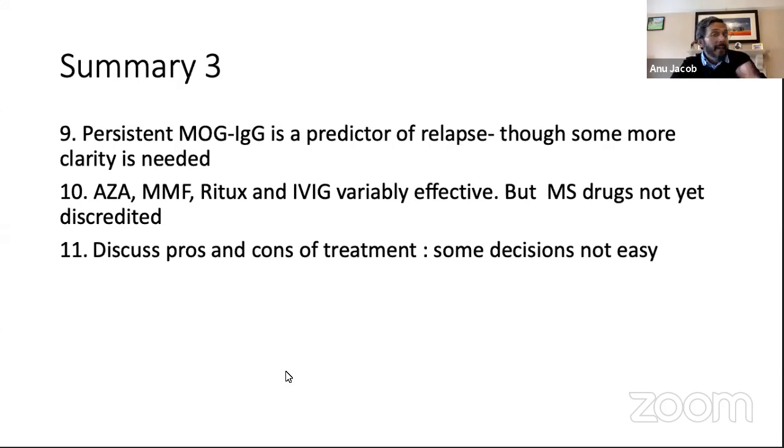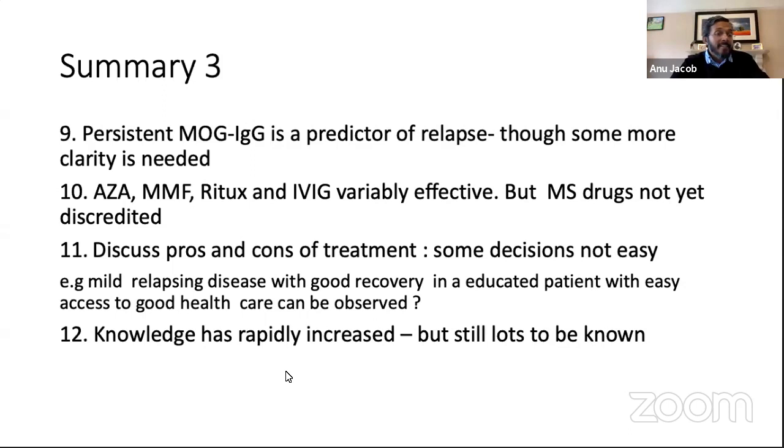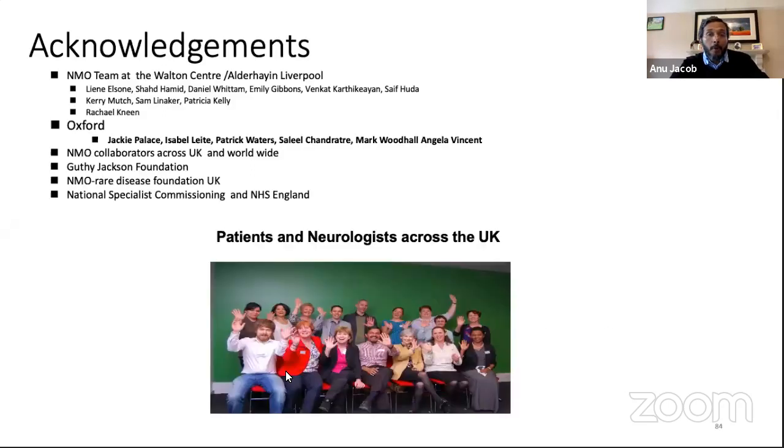be easy at all. Take, for example, somebody has a very mild relapsing optic neuritis and they've recovered completely and their OCTs are fine. There is no loss of retinal nerve fiber. And are we going to subject this patient to the next 5 years of mycophenolate? Or if they are educated, they can easily access healthcare, they are very smart, at the drop of a hat, they will come and call you up and come to clinic, and you can give them steroids again. Maybe they can be observed. So there are uncertainties involved. Our knowledge has rapidly increased, but still there's a lot to be known.